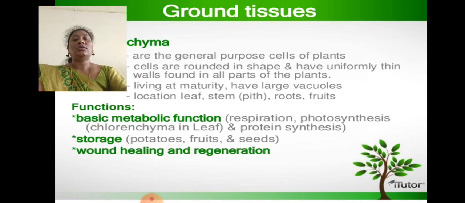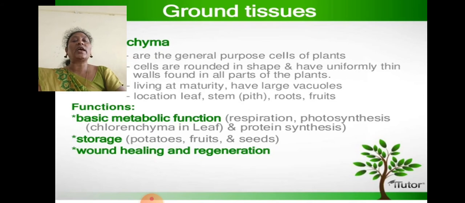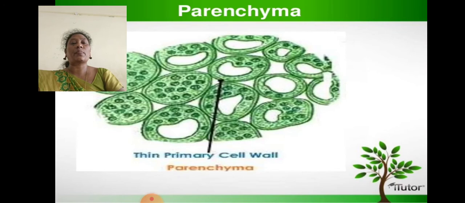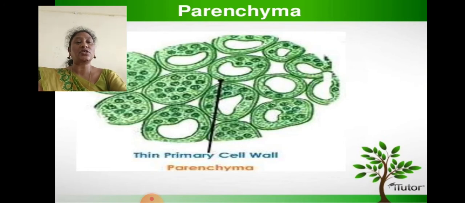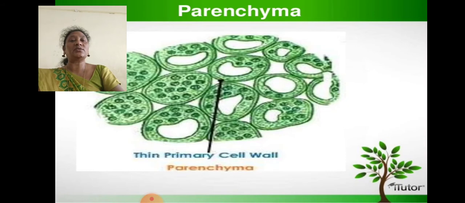So in these three functions, basic metabolic function, storage, and wound healing and regeneration, the parenchyma plays a major role. It is found living at maturity, having large vacuoles, in the leaf, stem, roots and fruits. You can see the structure of parenchyma: the primary cell wall, and the cells are round in structure.